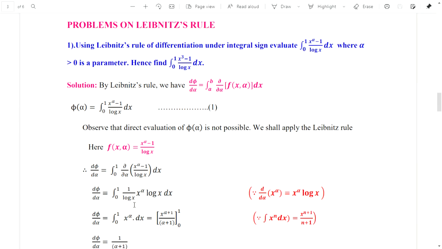Already log x is there in the denominator, and log x here, these two terms get cancelled, and we will be left with integral of 0 to 1 x to the power alpha into dx. Now for this, apply the integration.